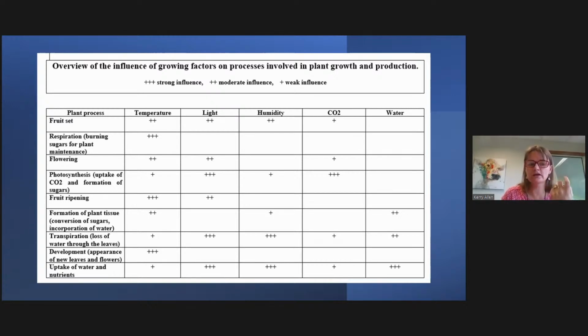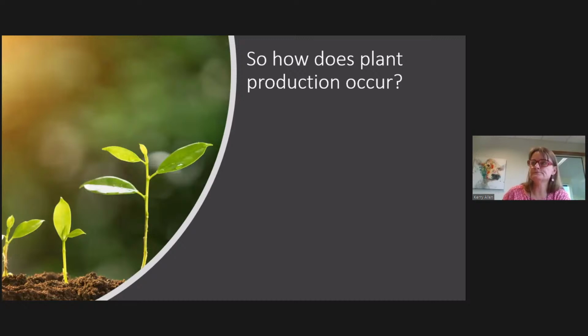Okay, so if you're looking at photosynthesis, you'll see that light and carbon dioxide are pretty important, with some temperature and humidity thrown in as minor influences. So overall, it's showing you that big impact on those main plant processes.